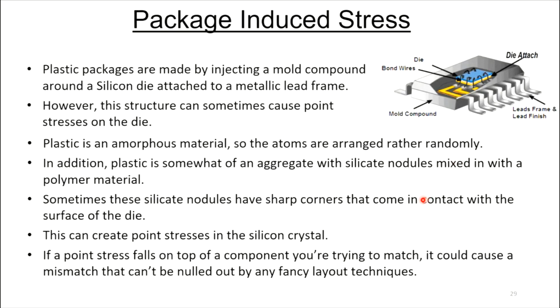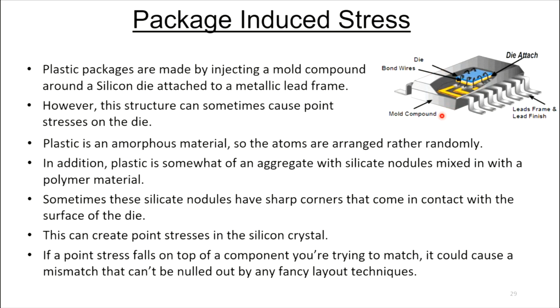So plastic packages are made by injecting a mold compound around the silicon die that's been attached to a metallic lead frame, just like I show in this diagram over here. However, this structure can sometimes cause point stresses on the die. Plastic is an amorphous material, so the atoms are arranged rather randomly. In addition, plastic is somewhat of an aggregate with silicon nodules mixed inside a polymer material. And sometimes these silicon nodules have sharp corners that come in contact with the surface of the die. And this can create point stresses on the silicon crystal.